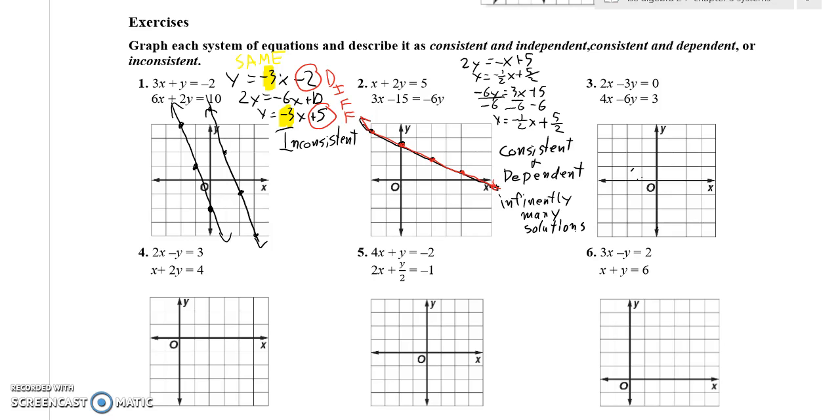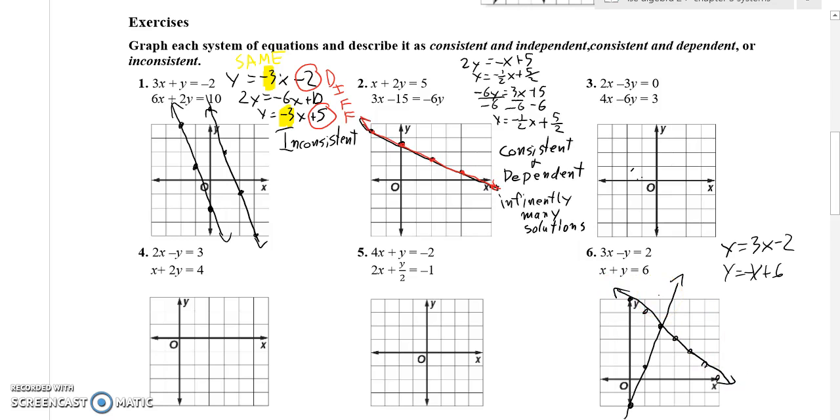And if we skip down to number 6, if we go and graph those, we have y equals 3x minus 2. So if we start at negative 2, up 3 and over 1, up 3 and over 1. There's our first line. And we have y equals negative x plus 6. And we go down 1 over 1, down 1 over 1, down 1 over 1. There's our line.